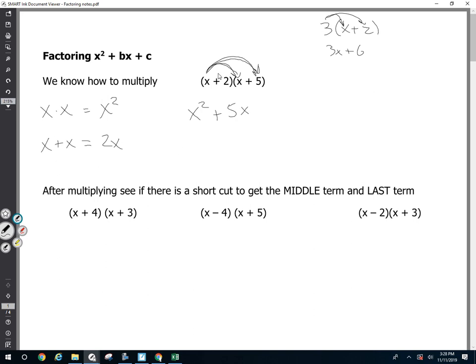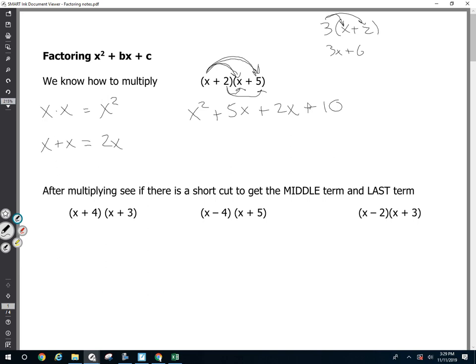Good. I'm done with distributing the x. Now let's take the 2 and distribute that. 2 times x would be 2x. 2 times 5 is 10. Right? Does this look familiar to most of us? Nod your heads so that I know you're with me.